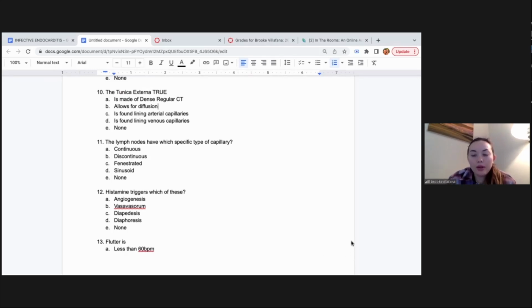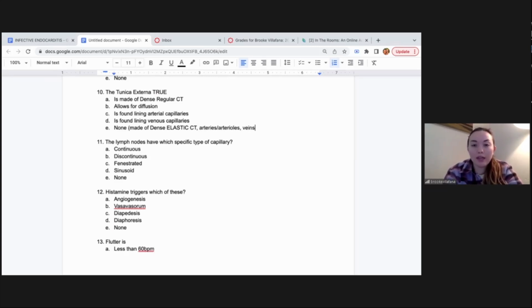Good. Okay, so I had some different people answer E, right? So E is correct because the tunica externa is made of dense elastic connective tissue, not dense regular. It does not allow for diffusion because it's a thick outside layer, and it is not found lining any capillaries. It's found on arteries, arterioles, veins, and venules.